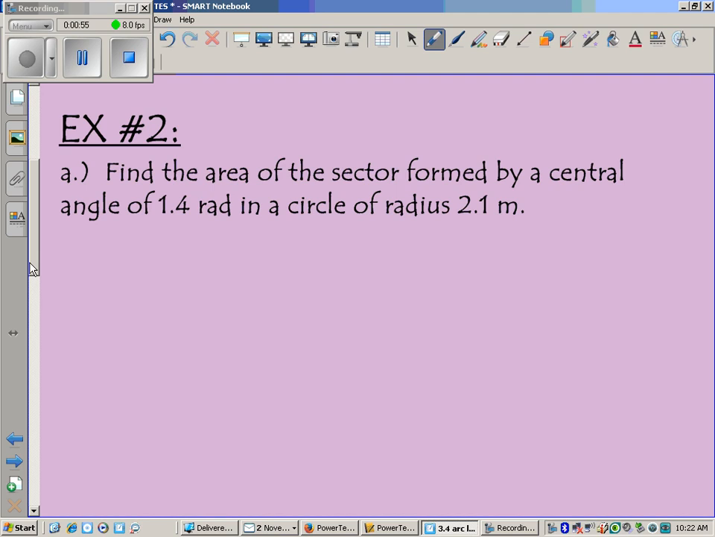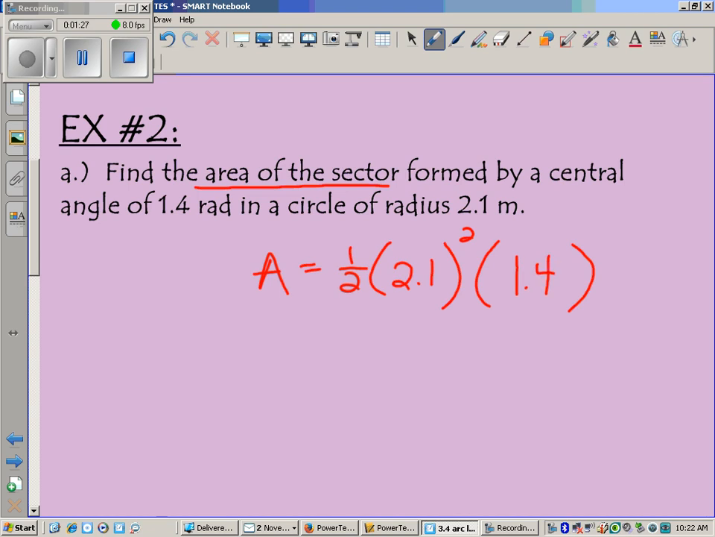Here we go. Find the area of a sector formed by a central angle of 1.4 radians and a circle of radius 2.1 meters. In order to find the area of a sector, we're going to do 1/2 times my radius squared times my angle in radian measurement. What is the radius of this circle? 2.1. What is my angle? It's 1.4 radians, so we don't have to convert it. That's too easy. Put it all in your calculator. Make sure you do it in the correct order of operations: 2.1 squared times 1.4 divided by 2.